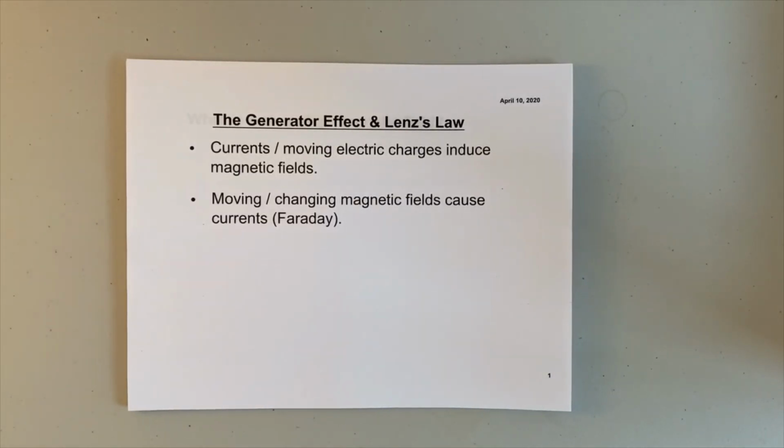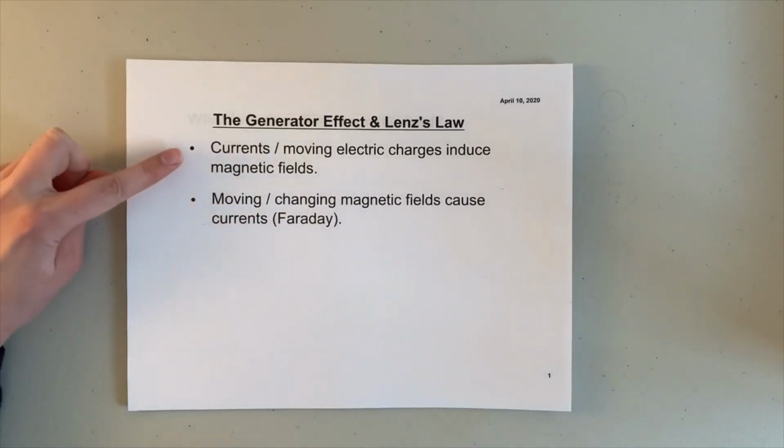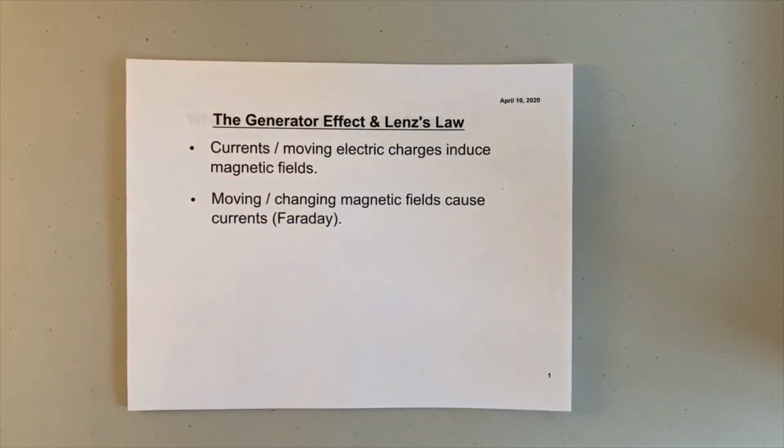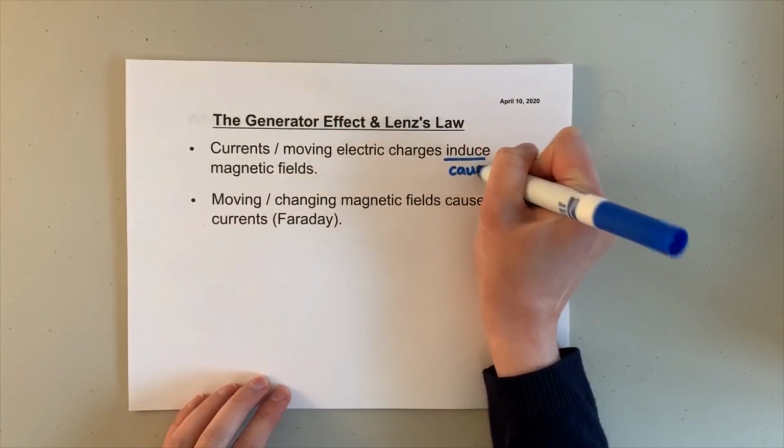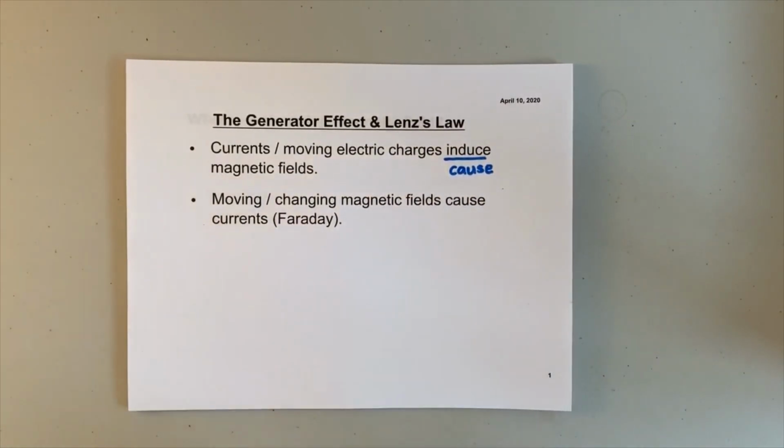Okay, this is lesson 6. It's called the generator effect and Lenz's law. So the first bullet here is something that we already know. Throughout the unit, we have been talking about how currents, or moving electric charges, they're really the same thing, induce magnetic fields. The word induce means cause. So we know when we have an electric charge that's moving, a magnetic field is created around that charge.